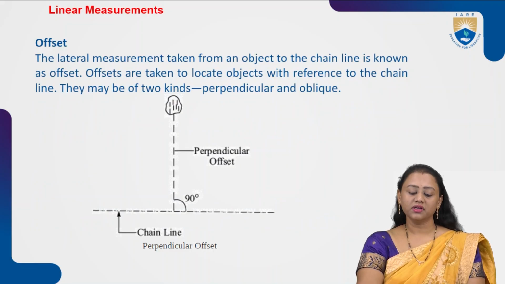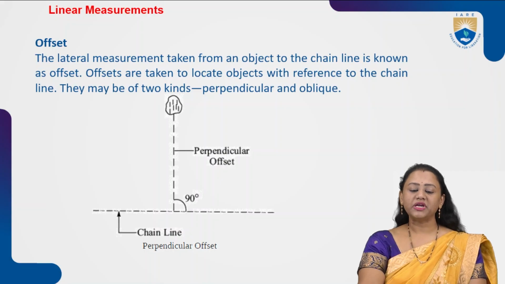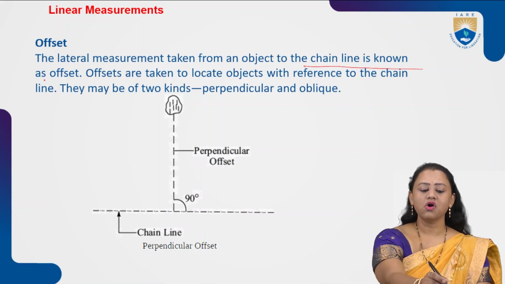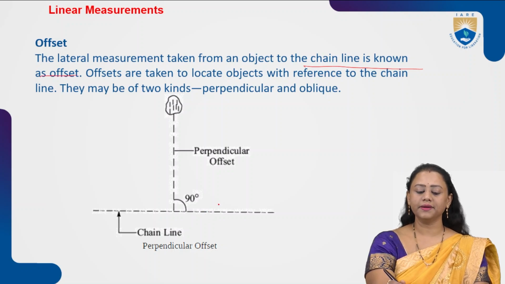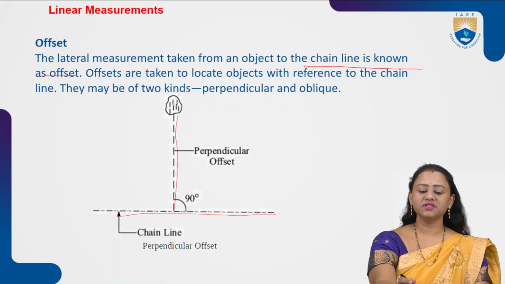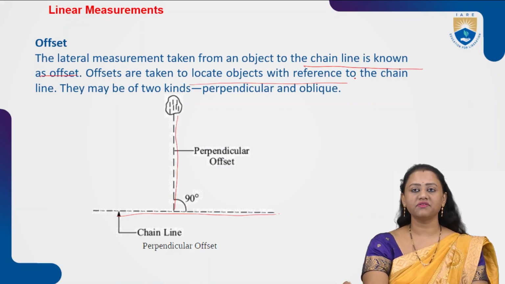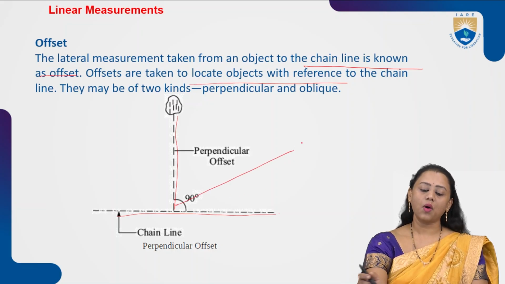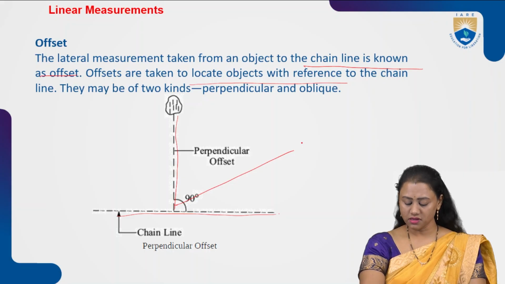So, next point that we are going to look at is an offset. The lateral measurement taken from an object to the chain line is known as an offset. So, as you can see in this diagram, this is the main chain line and we are taking a perpendicular offset. So, this is a perpendicular offset. The offsets are taken to locate objects with reference to the chain line. They may be of two kinds. So, you can take a perpendicular offset or you can take an oblique offset at any other angle.